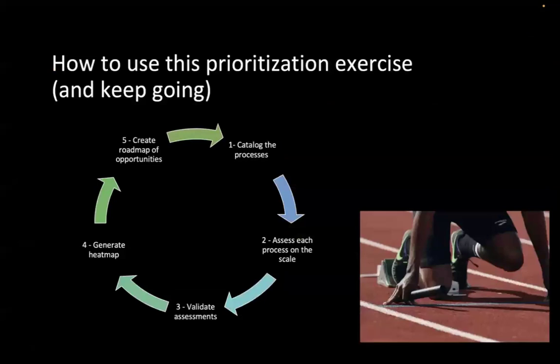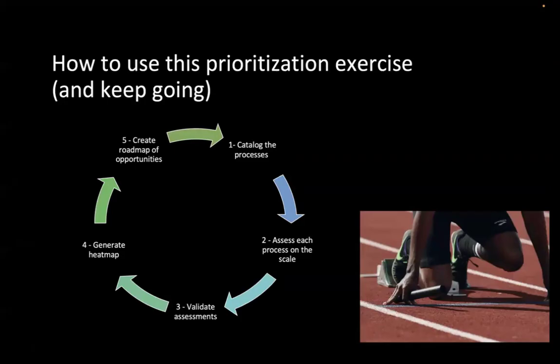So what did we decide to do? First, we thought, okay, how do we start even prioritizing our continuous improvement efforts with the processes that we have? And we started with cataloging the processes. This is step number one. Identifying and listing the processes that need assessments.